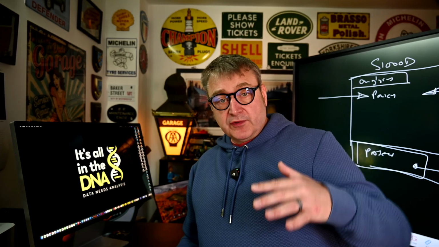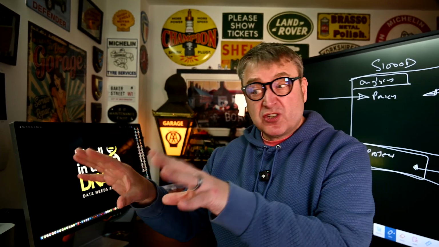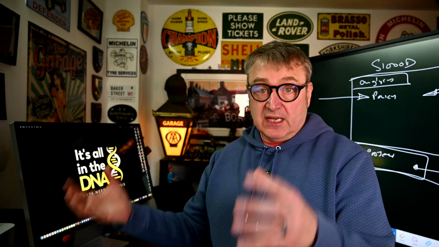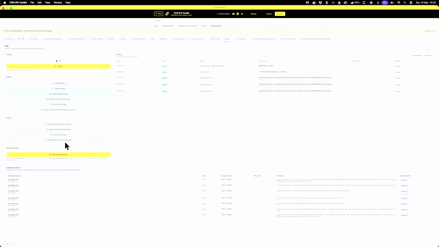So that global governance hub where we created all of the rules at the high level, now we can give all of those to our projects. I've just imported that into this project. So what does that mean? I'll come back to this in a bit. But here you can see import. I can import a business rules definition pack.